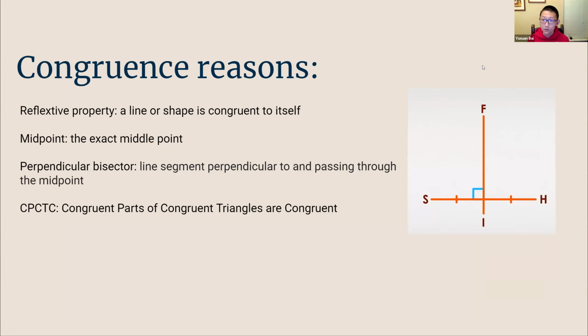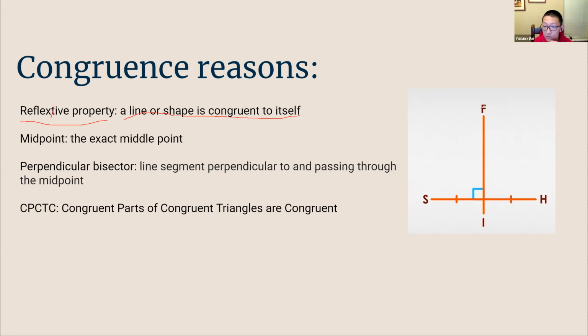So congruence reasons. Let's see. We see here what Alan was talking about earlier, the reflexive property without the T. The reflexive property: a line or shape is congruent to itself. Now, line or shape, and you should add angles as well. Angles are congruent to itself.